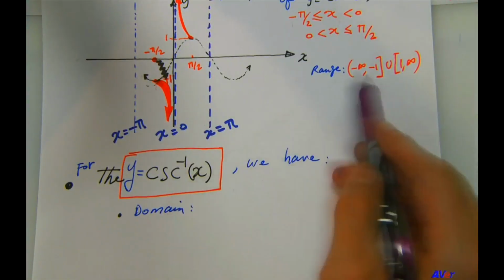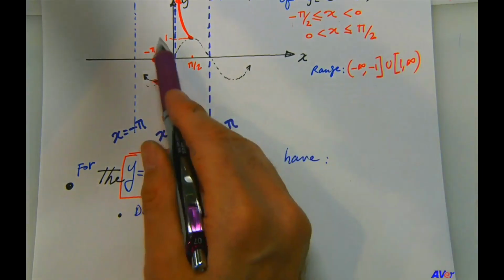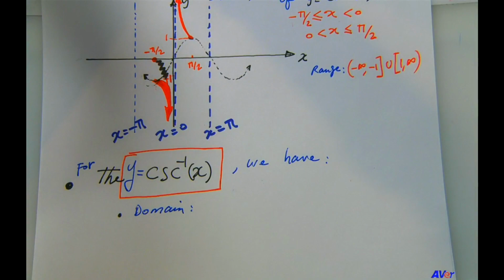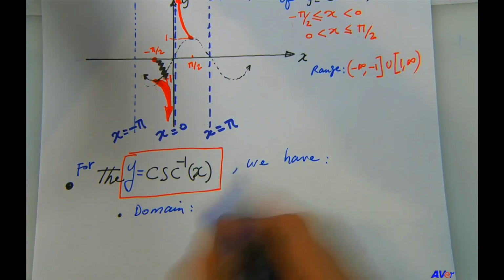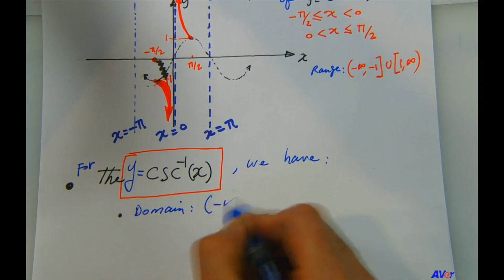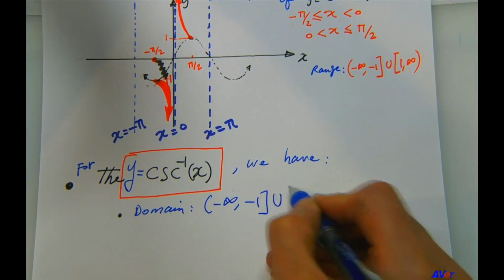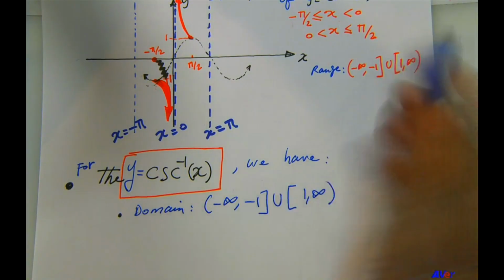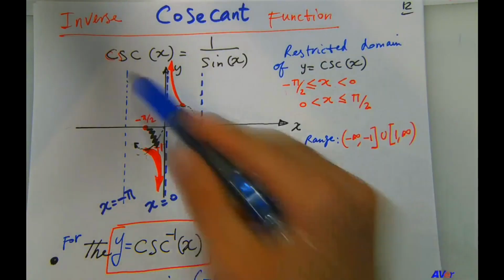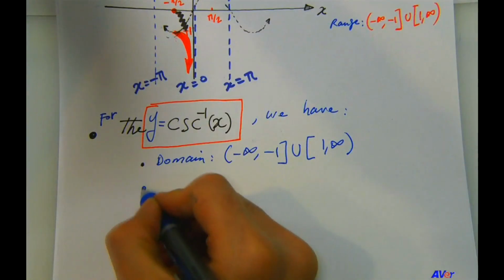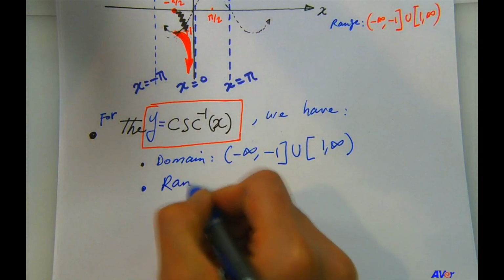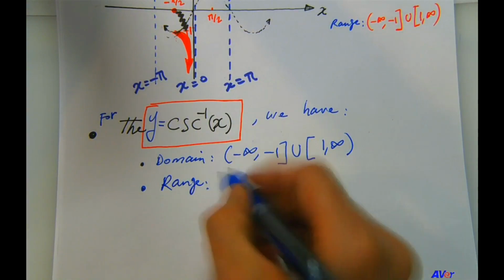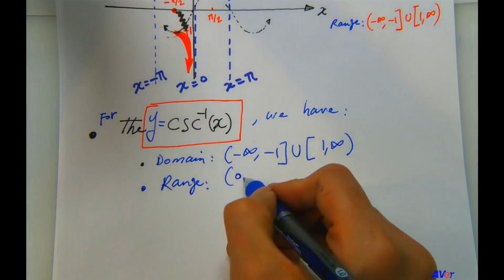Okay, so the domain of the inverse cosecant function is going to be equal to the range of the cosecant function. So we have the domain is negative infinity to negative 1 bracket union 1 to infinity parenthesis, and the range is going to be the domain of the restricted cosecant function. So I'm going to duplicate that here. So the range is equal to, I'm going to use the interval notation.